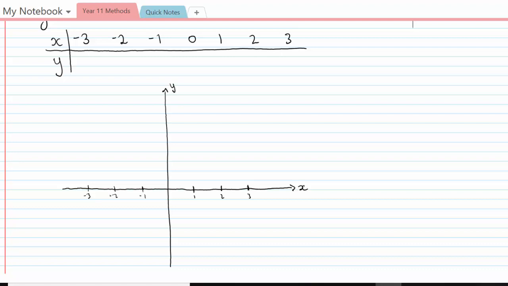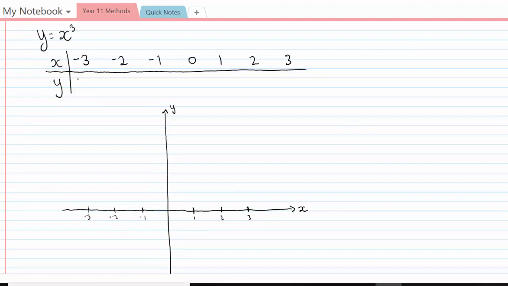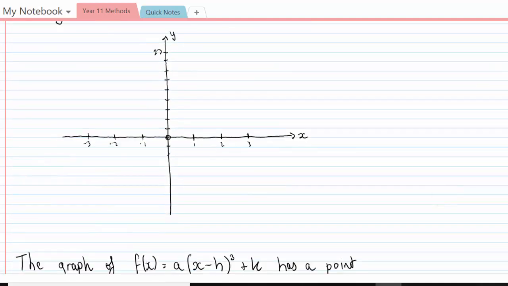Okay, so to do the solution, well, we know that y equals x cubed, so negative 3 cubed means negative 3 times negative 3 times negative 3, which is negative 27. Now I can fill the rest of these out fairly quickly. They're all quite nice. So we go through the point 0, 0. I need the y-axis to go up to 27, so I'm going to make it go up by 3's. So 3, 6, 9, 12, 15, 18, 21, 24, 27. And negative 3, negative 6, negative 9, negative 12, negative 15, negative 18, negative 21, negative 24, and then negative 27.